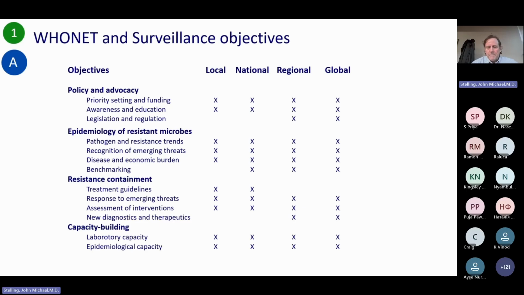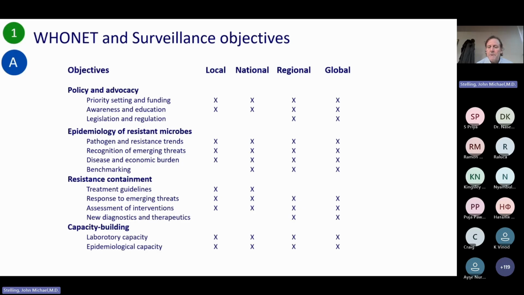Epidemiology of resistant microbes, basically that core underlying scientific understanding. Resistance containment, including treatment guidelines, outbreak recognition and response, and capacity building, laboratory capacity to ensure laboratories are doing the test correctly and reporting correctly, and epidemiological data management capacity.